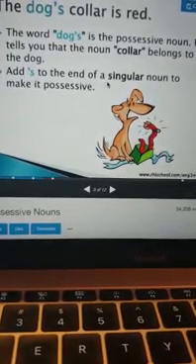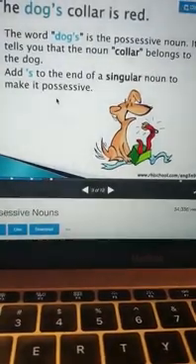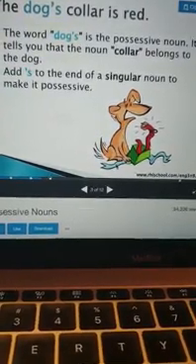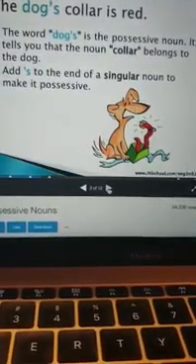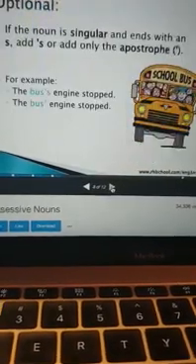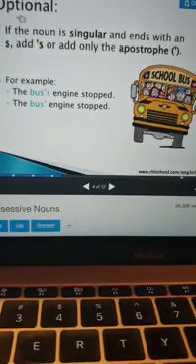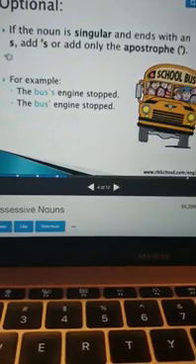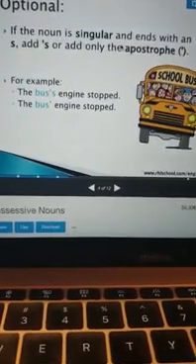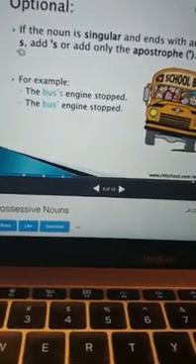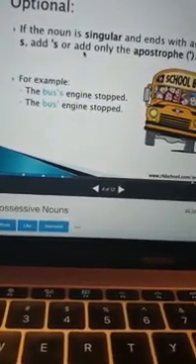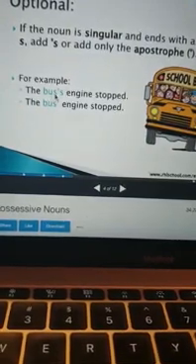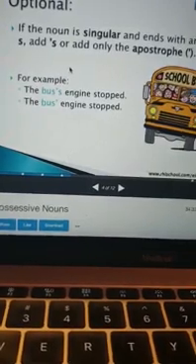Add S to the end of a singular noun to make it possessive. So we have to use apostrophe plus S to know that something belongs to somebody. Now this is optional. See, I have written optional here. If the noun is singular and ends with an S, add apostrophe S or add only the apostrophe. See, this is optional, but nowadays we use only this. We can use this apostrophe if the noun is only singular.